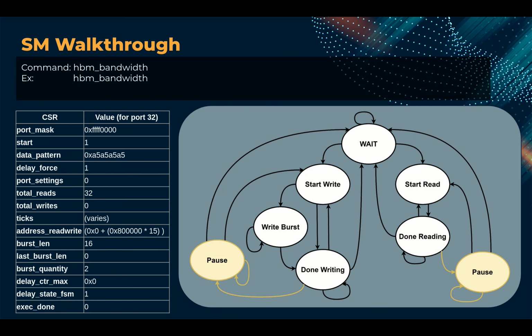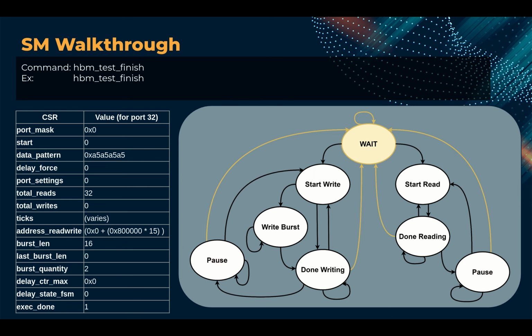This is the HBM bandwidth command. When running this command, all the data is displayed for every port. The register delay force is set high, and all running ports will go to the pause state after reading or writing the number of bytes. Once all running ports are in the delay state, checked with the status register, the total number of reads, writes, and clock cycles are read. The speed is calculated in software. After all the data has been obtained, the delay force register is set low, and the ports start to continuously read or write again.